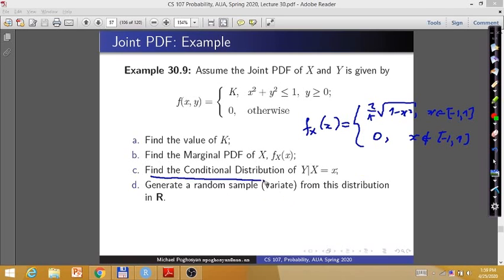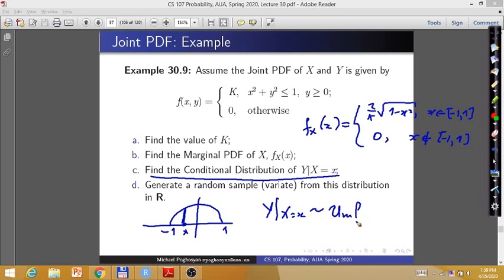And the conditional distribution of y was, well, recall the picture. This was the picture. This is -1, 1. Our f is non-zero here, k. In fact, that value of k is 2 over pi. If x is here, then y was conditional distribution of y over this line. In fact, the distribution of y over this line was uniform. So y given x is uniform in 0 to this point, and that point is square root of 1 minus x squared.